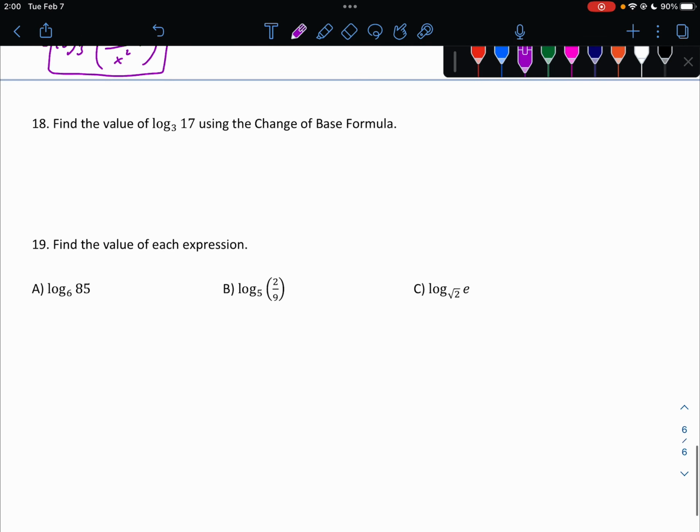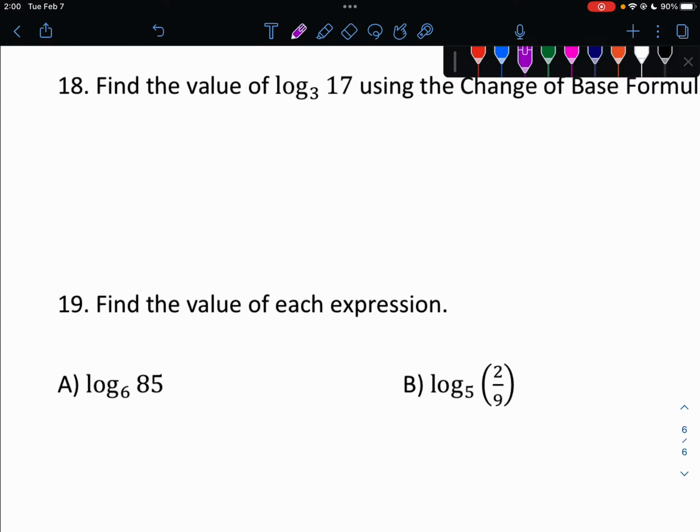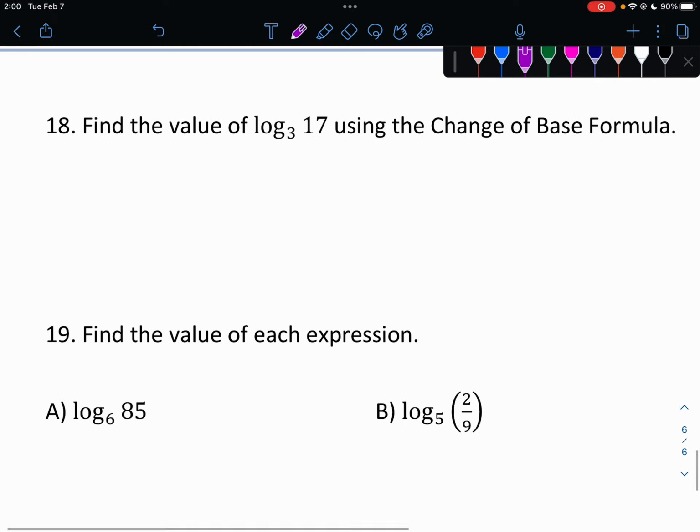All right, our last one here today is the change of base formula. Remember, we can use log base 10 or ln if we want here. Find the value of log base 3 of 17. I tend to always use ln. I don't have a very scientific reason behind it. I use ln because writing ln is one less letter than writing log.